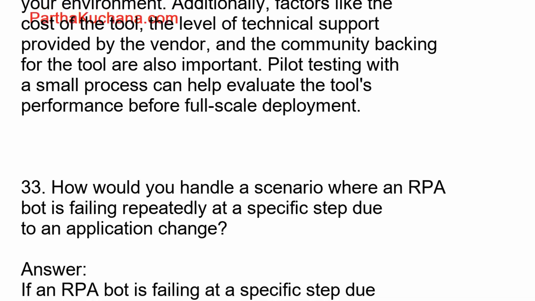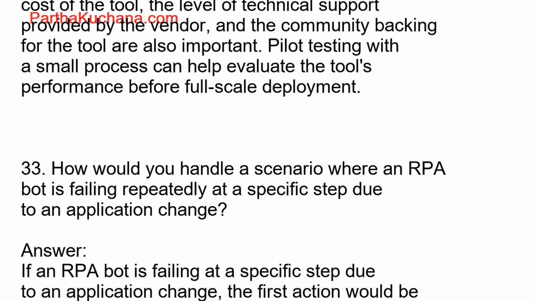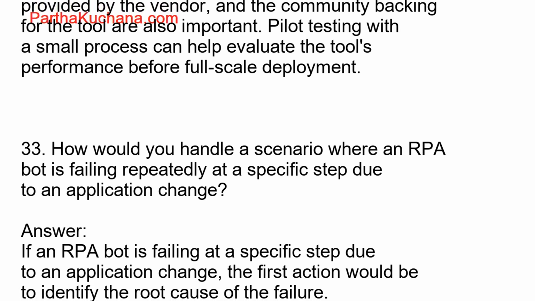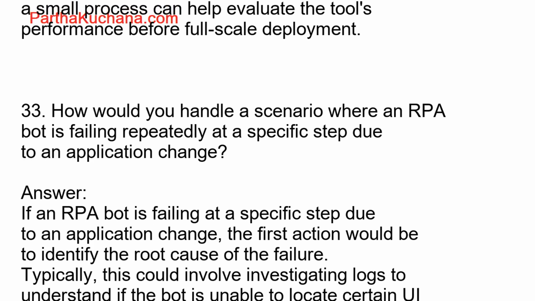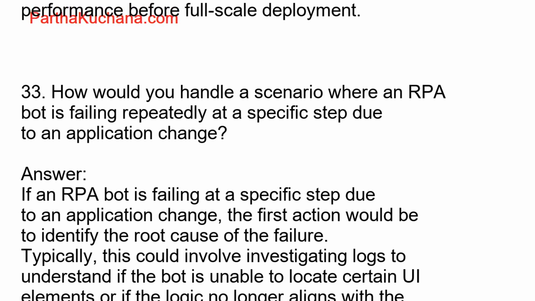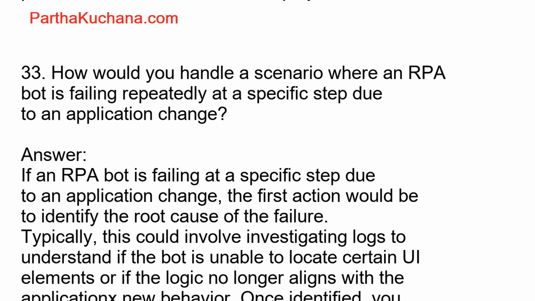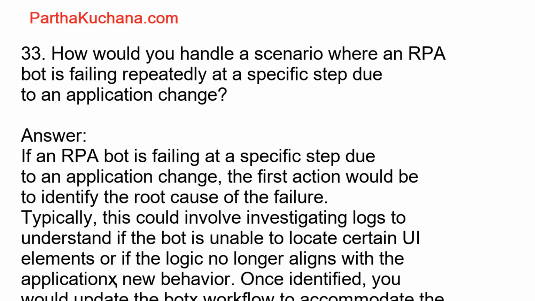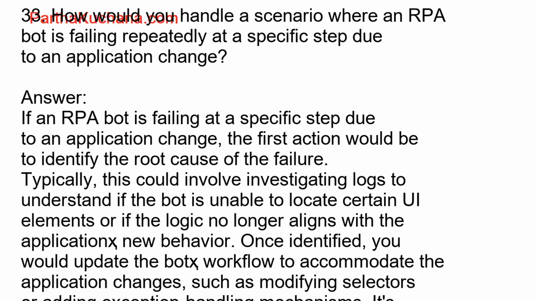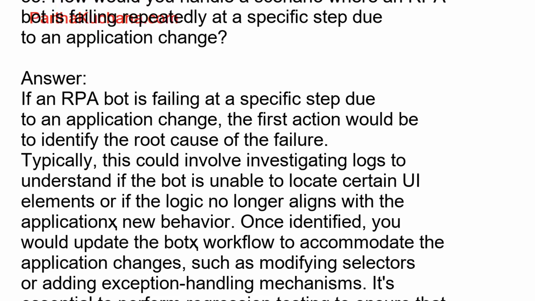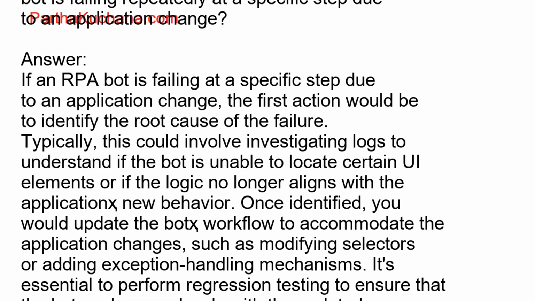Legacy systems can sometimes be less stable, and minor changes or delays in their response times can cause RPA bots to fail. Additionally, since legacy systems may not follow modern interface standards, bots may require frequent maintenance and adjustment. Security and compliance concerns should also be taken into account, as legacy systems might not have modern security protocols.